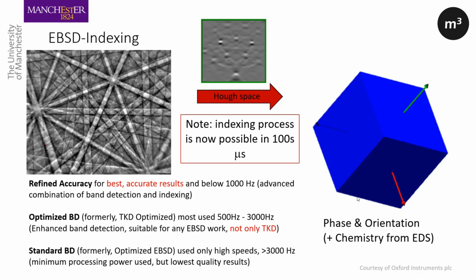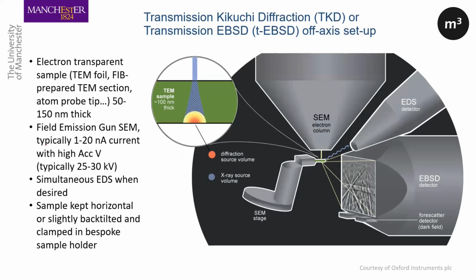So once it's indexed, it can give you a phase and orientation, and you can also use EDS at the same time to gather chemistry. Another way to use the detector is to get a thin sample into a geometry where you can get a pattern, as shown here. So it's got to be thin, below 150 nanometers, typically. And then you need higher kV this time, as much as possible, to go through the specimen, and then reasonable current to form a pattern.